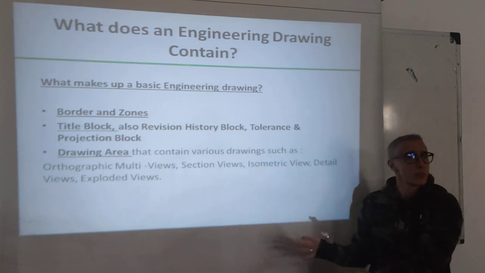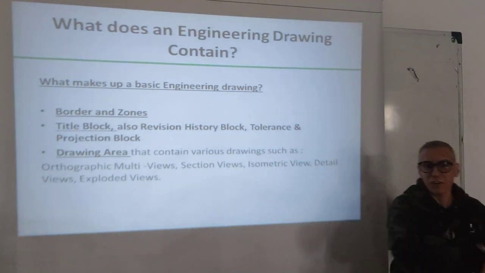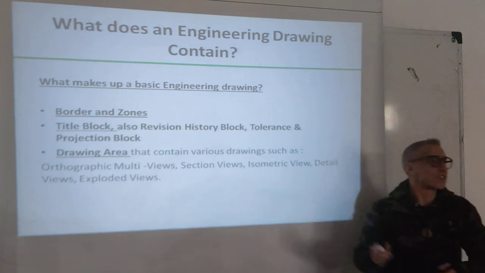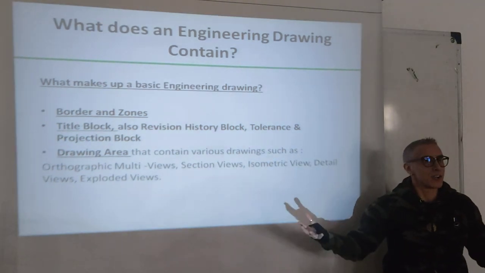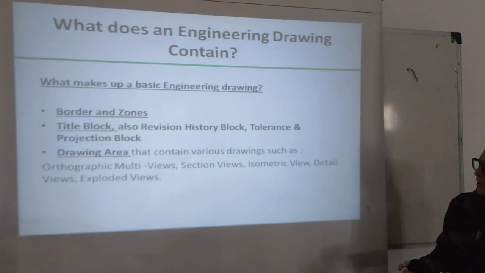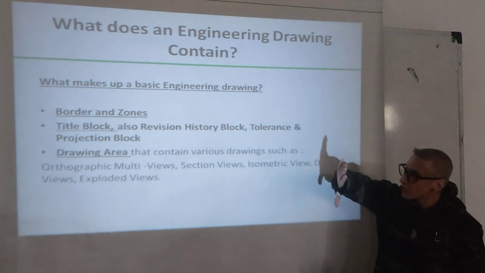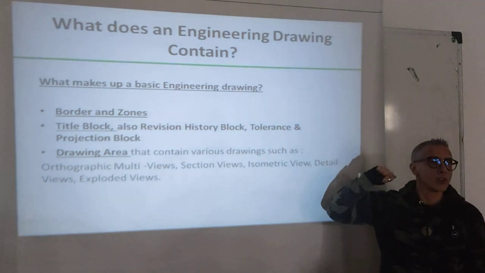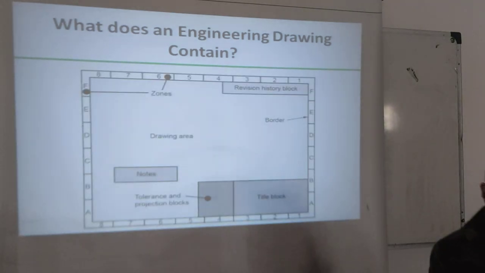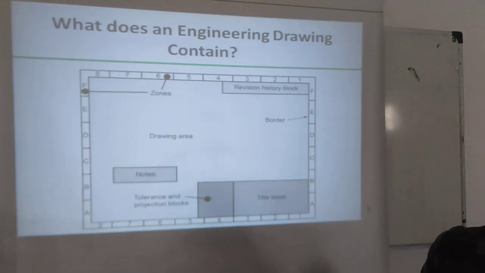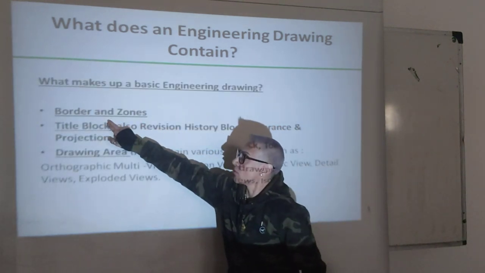Of course, not all of this in one drawing. Sometimes you have a series of drawings. Here you have orthographic, here you have isometric, here you have exploded. All of these drawings explain the entire design idea in detail. Now, there are also other things, but these are the general things included in engineering drawings.